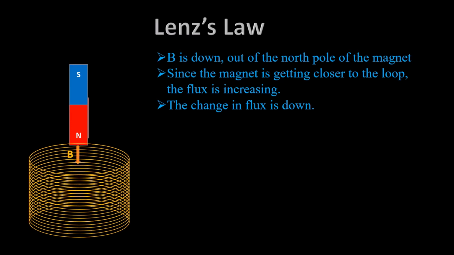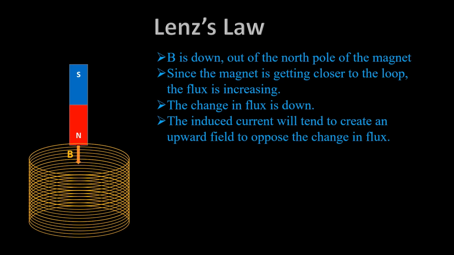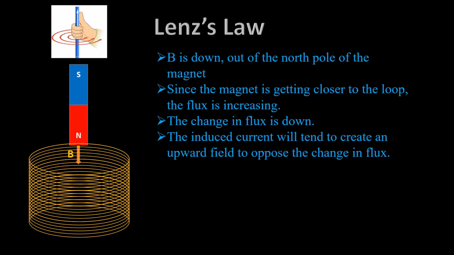in flux is down. Lenz's law says when there's an induced current, which there is in this case because there is a change in flux, it's going to create a field that opposes the change in flux. So the change in flux is down. That means the induced current is going to try to create a field that's up. So we're going to use the right-hand rule. If you put your thumb upwards for the field, then your fingers curl in the direction of current. So in this case, we get a counterclockwise current.